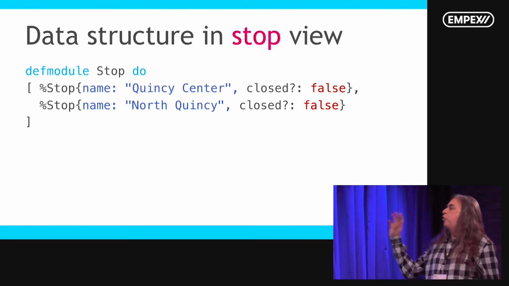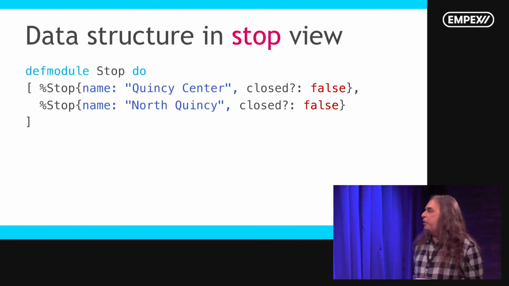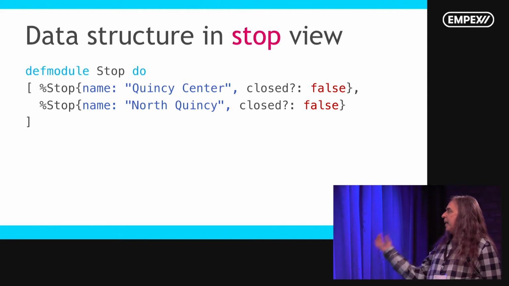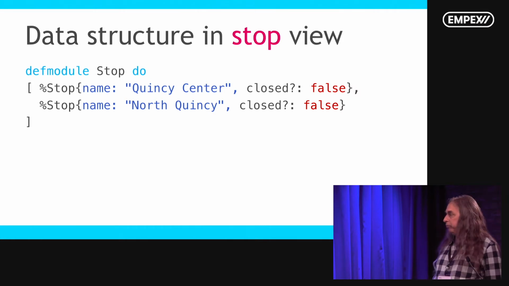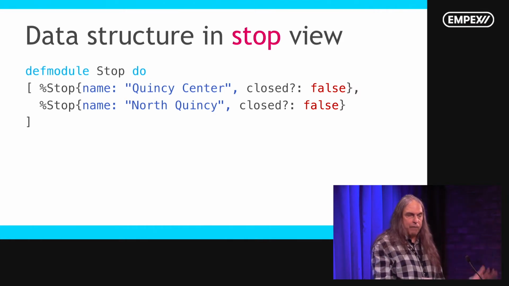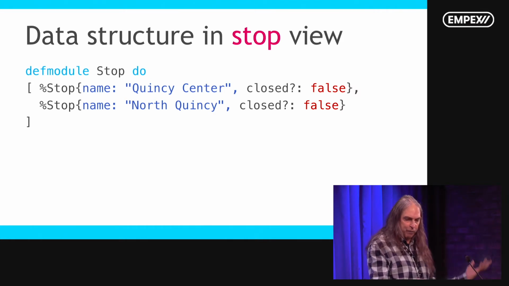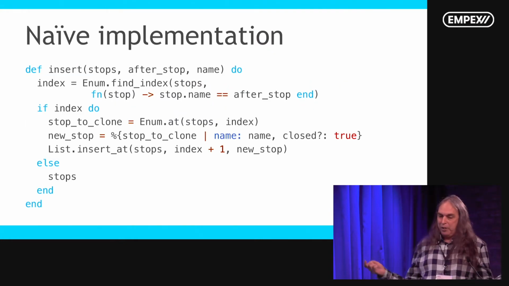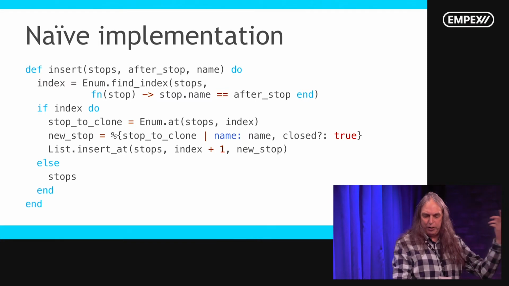Here's a super simplified version of the data structure we're using, simplified to fit on the screen. A stop structure consists of a name and a flag saying whether it's closed or not. Pretty simple. And my first implementation, again coming from that background and not using very functional stuff, looked a lot like this. I'll walk through it a little to show you what the flow was.